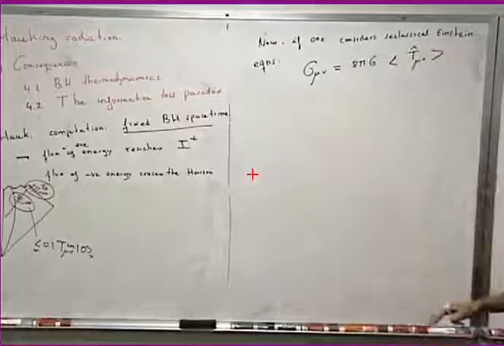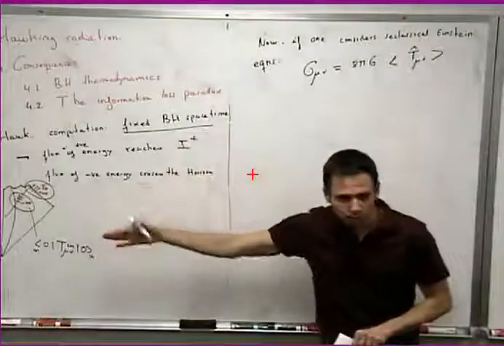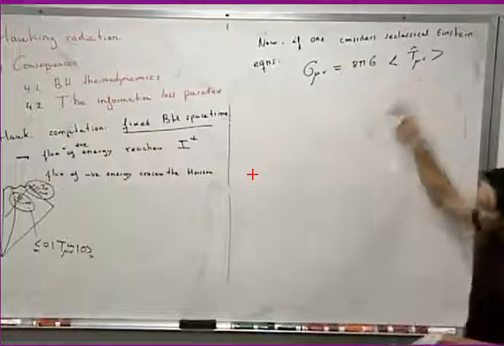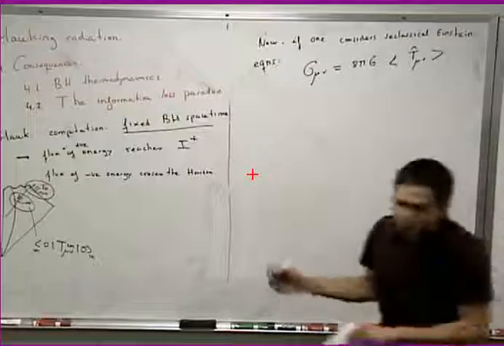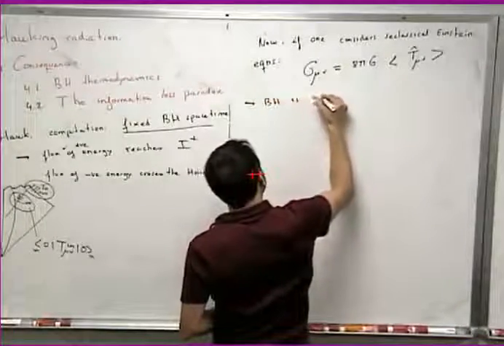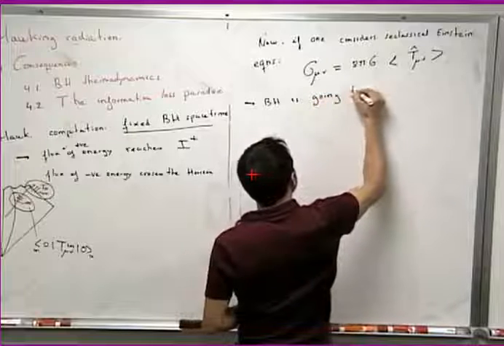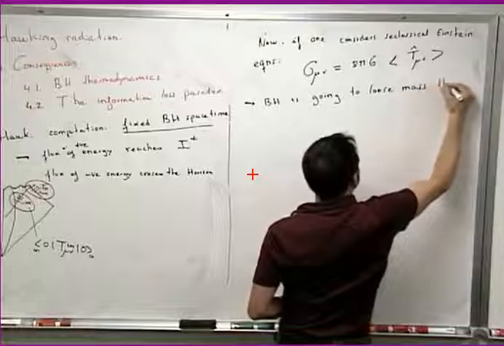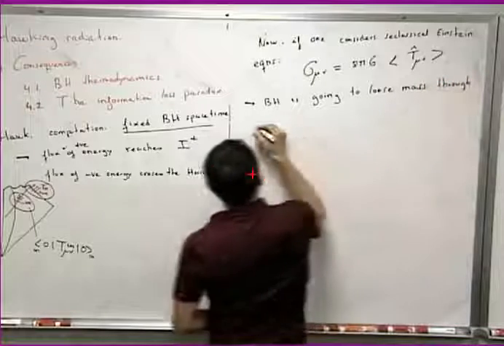So that means that if we now go beyond our approximation, that assuming that the space-time is fixed, and you put that energy momentum tensor here, what we expect is that the black hole is going to lose mass through Hawking radiation.